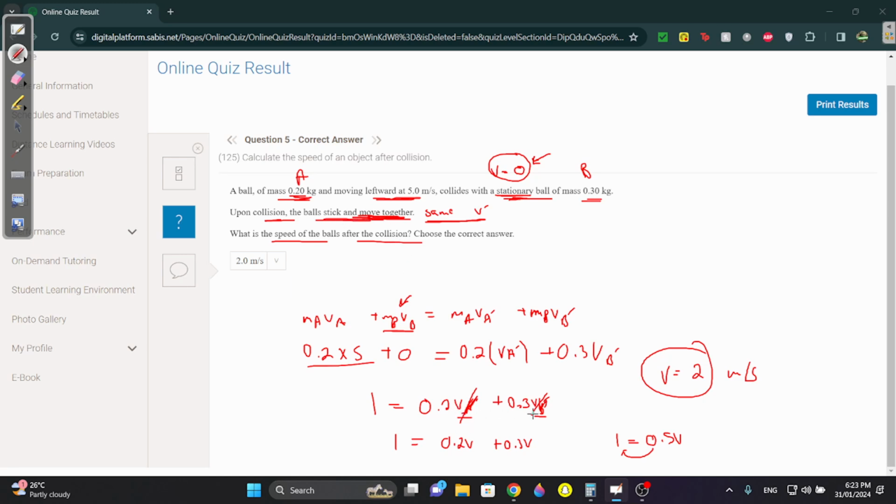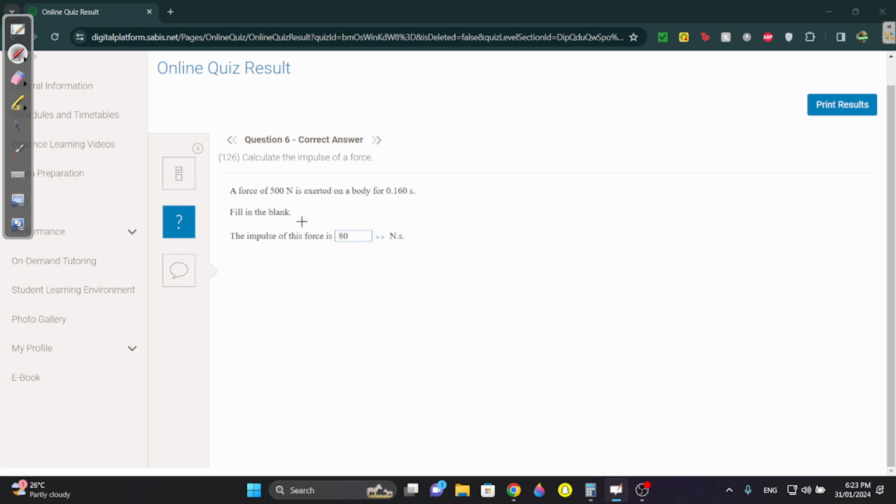Okay, you're going to ask me sometimes, Waleed, what if they don't say they stick and move together? What will I do with the VA prime and VB prime? They will give you one of the values, and that way you can solve. As long as you know this formula and you know how to substitute, whatever values they give you, you'll always be able to solve it. Okay, just use the formula. Okay, 2 meters per second. Okay, once again, this is repeat. 500 times 0.16. Impulse is force times time, which is 80.